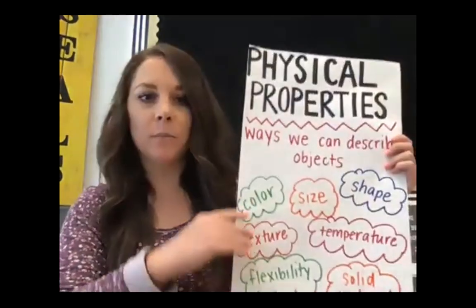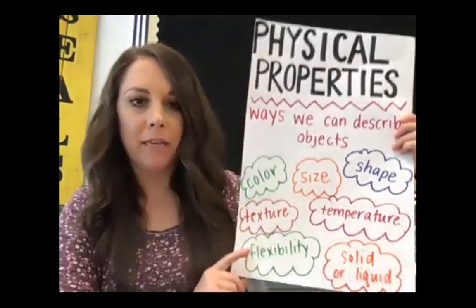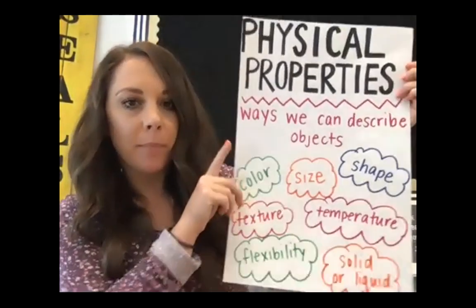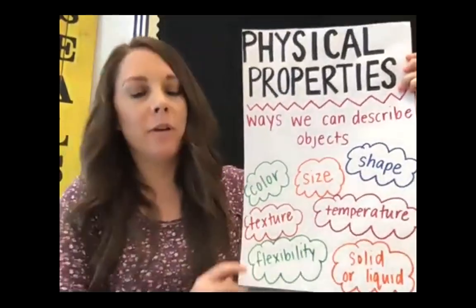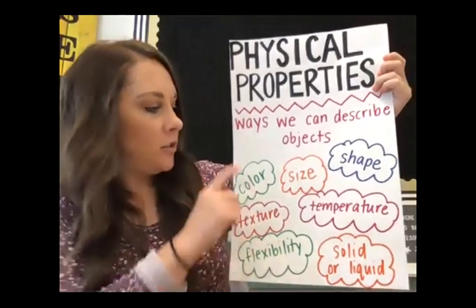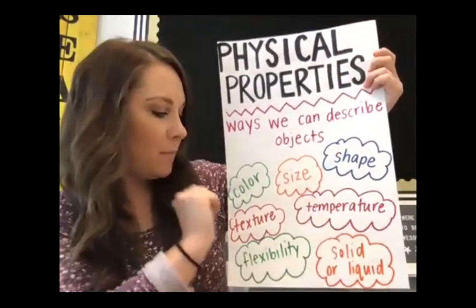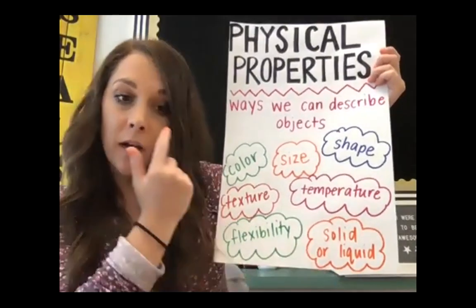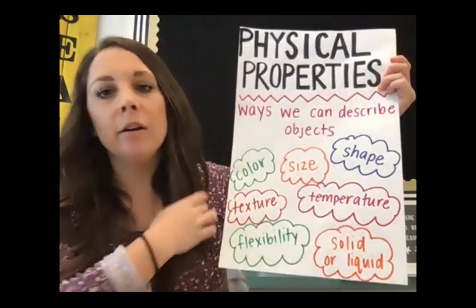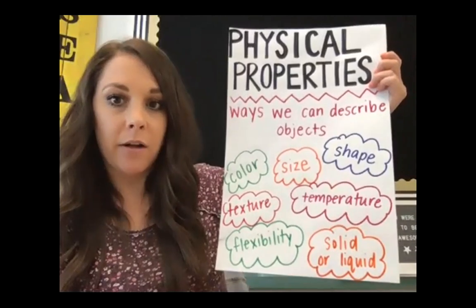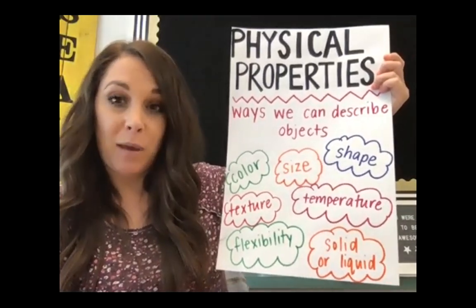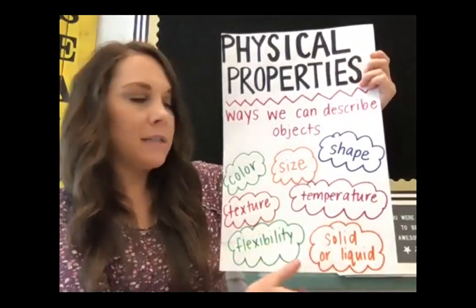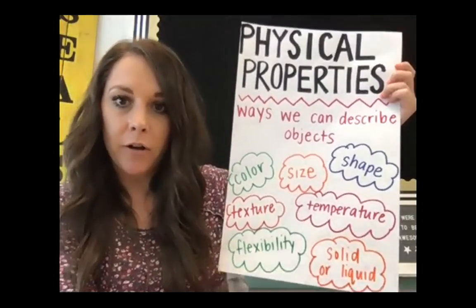So the past couple weeks, we've been talking about these words, physical properties. So remember, physical properties are different ways we can describe objects, such as color, size, shape, texture, flexibility. Last week, we talked about the state of matter, which means whether something is a solid or a liquid when we made the oobleck. Today we're going to be talking about a physical property called temperature, which means how hot or cold something is.